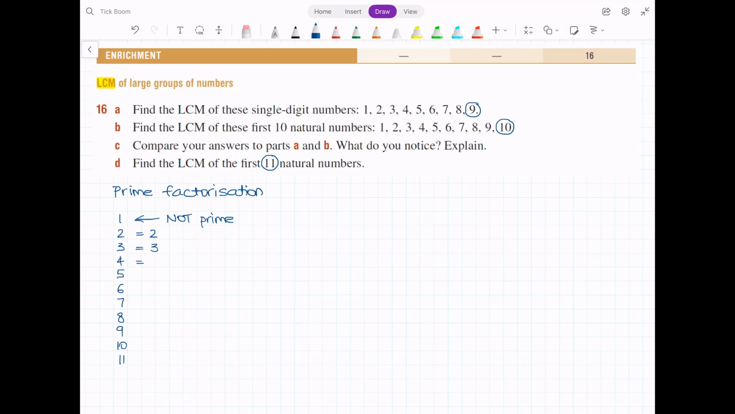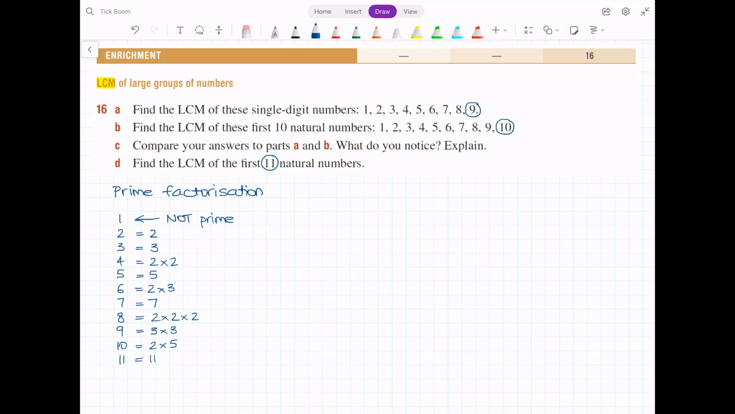4 is 2 times 2 equals 4. 5 is already prime. 6 would be 2 times 3. 7 is already prime. 8 would be 2 times 2 is 4 times 2 again is 8. 9 would be 3 times 3. 10 would be 2 times 5. And then 11 is already prime.